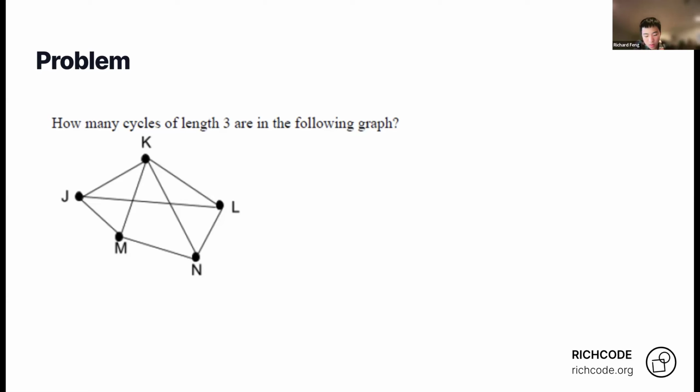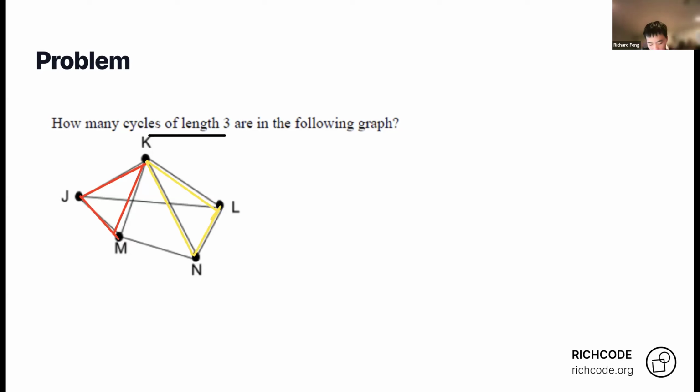Okay, so for cycles of length 3, we have to have three different vertices. And so basically, we just have to find three vertices. You can also think of it as like a triangle. So one possible cycle is JKM. Another one is KLN.